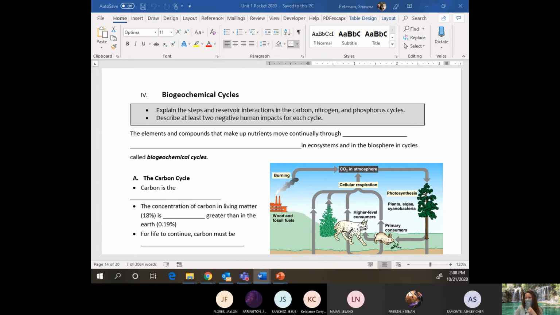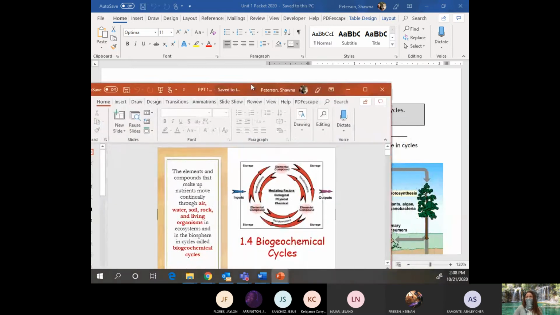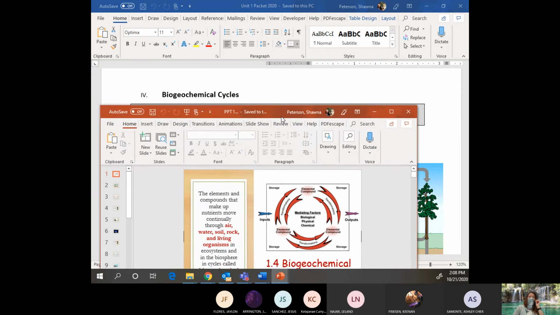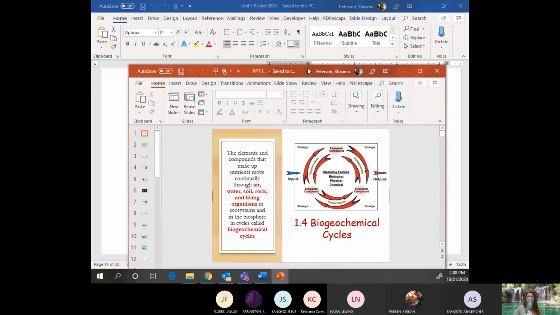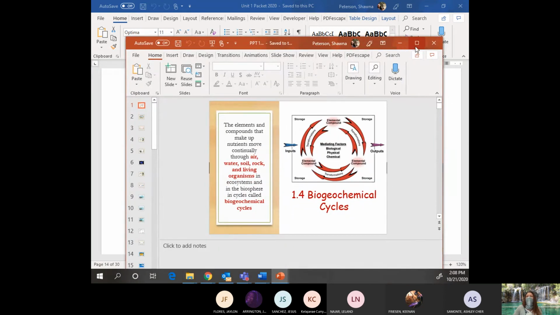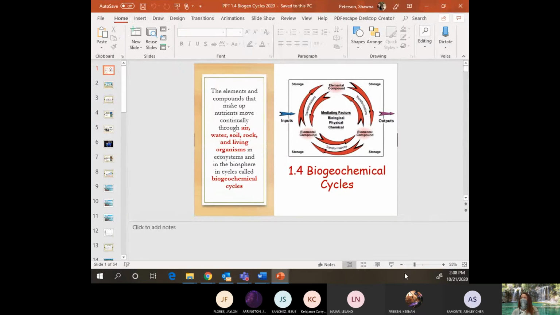Where's my PowerPoint? Section 4. So section 4. It's quite a ways in there. The good news is I think there's a lot of pictures.